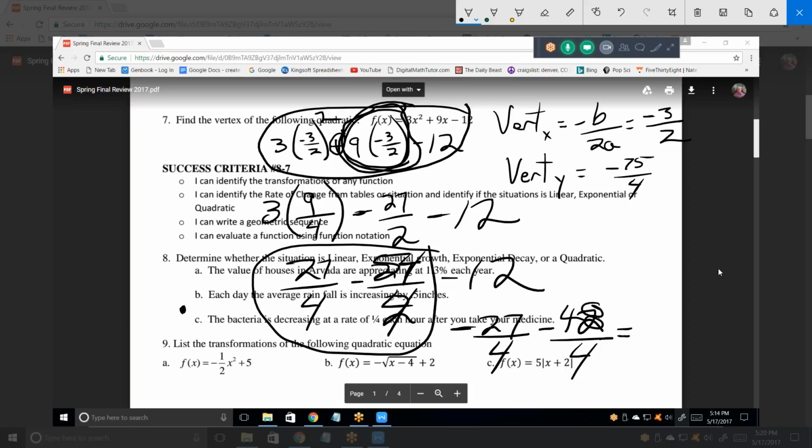Now, that might have looked like a lot of work, but that was the simplest way to get it. In other words, there is a formula for the y-coordinate similar to b over 2a, only it's much more complicated and nobody remembers it because you don't need it. Once you solve for the x-coordinate, plug it in and calculate what the y-coordinate is.